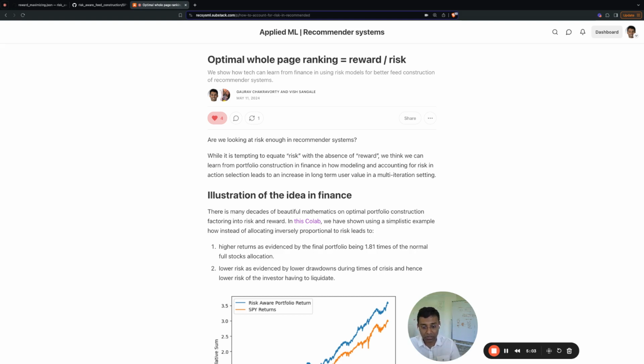We'll also learn how this makes a lot of common sense if you understand that what is limited is a quantity like user attention, and you have to use that optimally. Okay, so let's get into it.